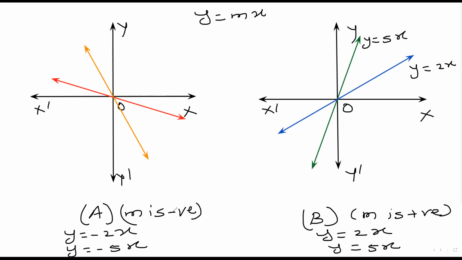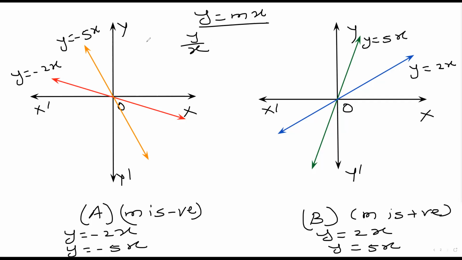So now you tell me, what will be the equation of the red line? Y is equal to minus 2x or y is equal to minus 5x? What do you think? Sir, minus 5. Minus. Y is equal to minus 2x. Yes, sir. Okay, I'll tell you why. And the orange line will be y is equal to minus 5x. See, if you take this ratio, what do you get?